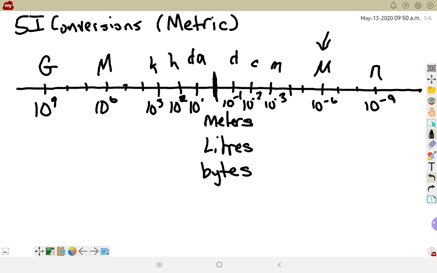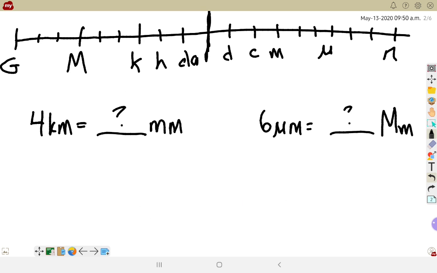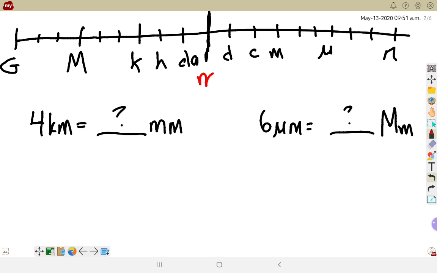Okay, so there's a few different ways to do conversions. I've got 3 different methods. The first method is to simply use this same metric number line, okay, where I've got my base measurement in the middle. Okay, so I'm thinking of my base measurement. In this case, I'm going to be working with meters.